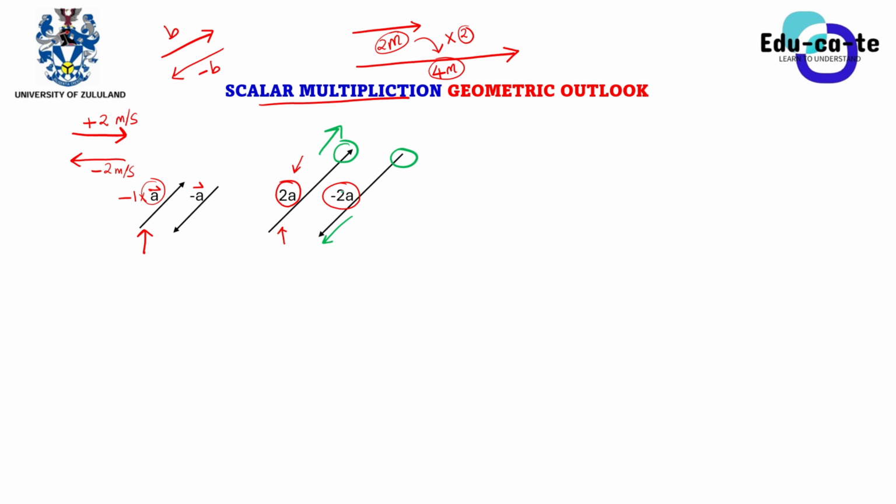Hence, mathematically, how do we see that? This is positive 2a. We multiply this by negative 1, and this will be negative 2a. So when you multiply by negative 1, you basically change the direction of the vector.